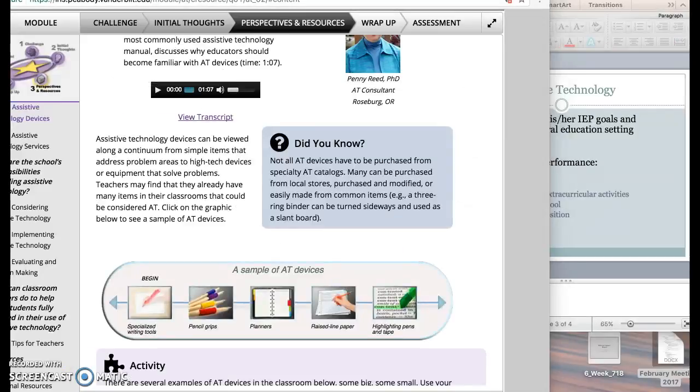So here are some examples of some low-tech assistive technology devices. So here's one right here, a specialized writing tool, pencil grips, planners, raised-line paper, and a highlighting tape.